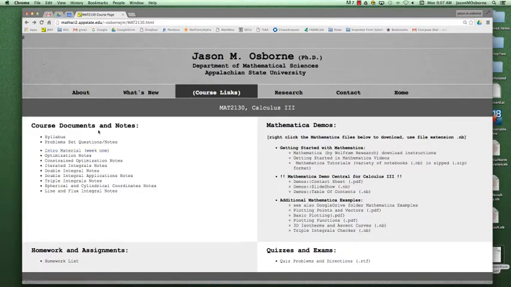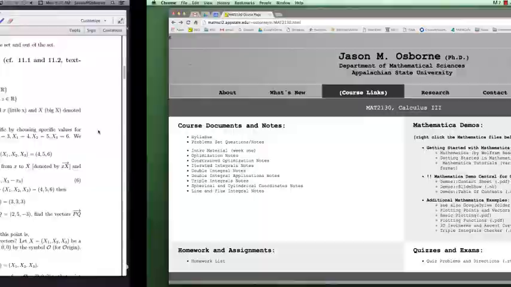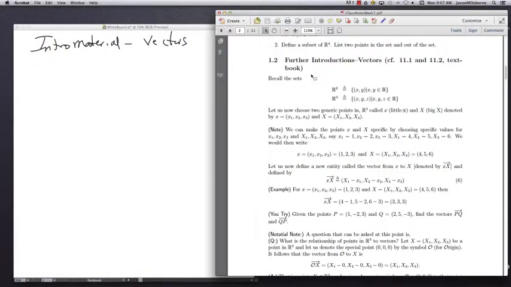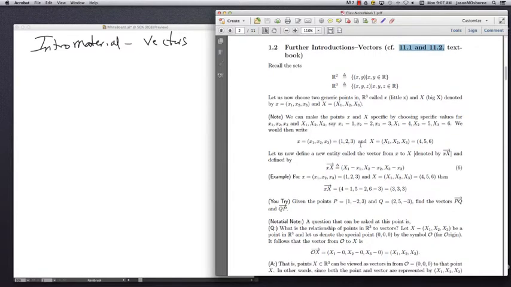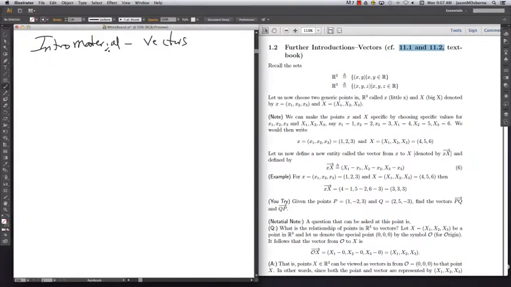We've already looked at sets and subsets of R3, and so now we want to look at section 1.2 on vectors. This section also corresponds with sections 11.1 and 11.2 from our textbook, but adds some notation and terminology that I think to be important. So we're looking at the intro material on vectors.